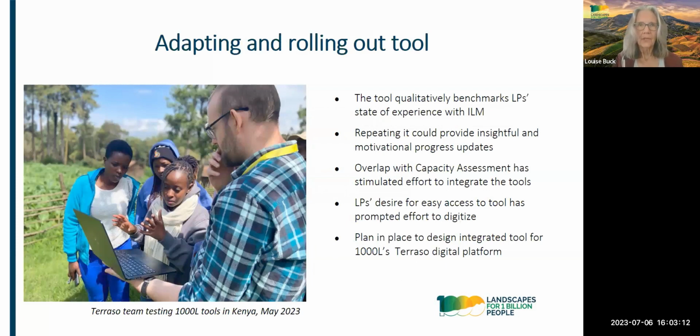So in terms of applying and adapting and rolling out the tool, it qualitatively benchmarks landscape partnerships' state of experience with ILM. And so repeating it could provide insightful and motivational progress updates for the landscape itself, and also as it shares its experience with other landscapes.